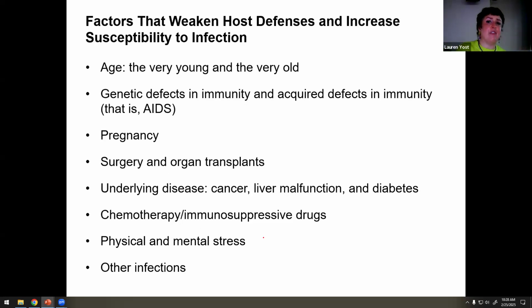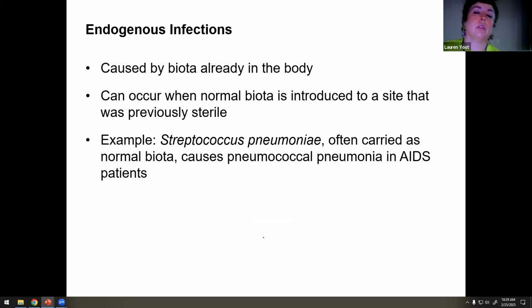Most of us are aware of different factors that can increase your susceptibility to infection. We're not going to go over these in detail, but age, pregnancy, and things like this can put stress on your body and make your immune system weaker, and could potentially make the microbial antagonism of your biome weaker as well. It just depends on what your body's going through. Any infection caused by the biota that's already in your body is called an endogenous infection. So we have endogenous infections and exogenous infections.